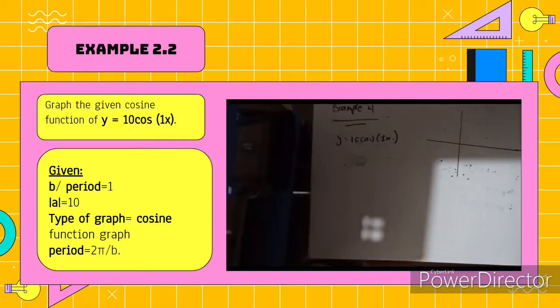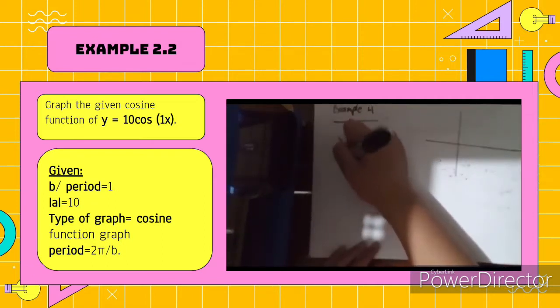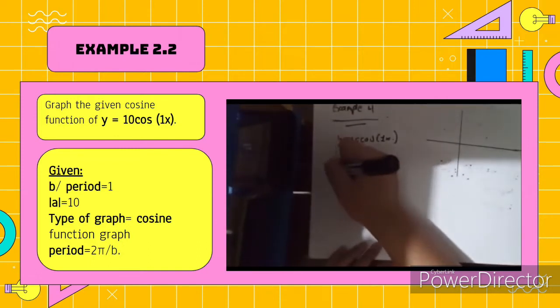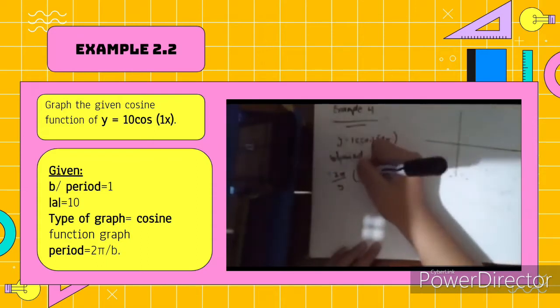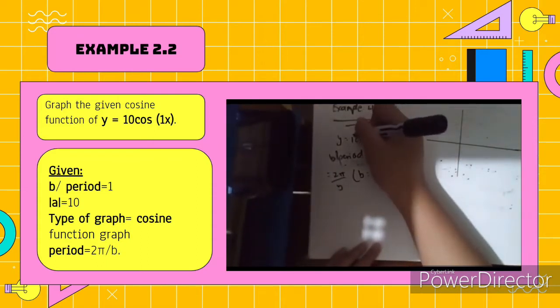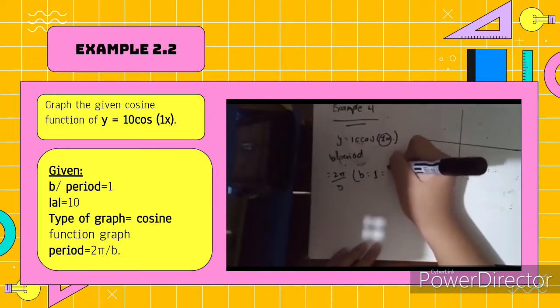Let's try to make it in reverse so we can also check if the equation above is right. Graph the given cosine function of y equals 10 cos 1x. First, we must find the value of b or the period, where the formula of period equals 2 pi over b. Since the value of b in the given equation is 1, the period equals 2 pi over 1, which is equal to 2 pi.